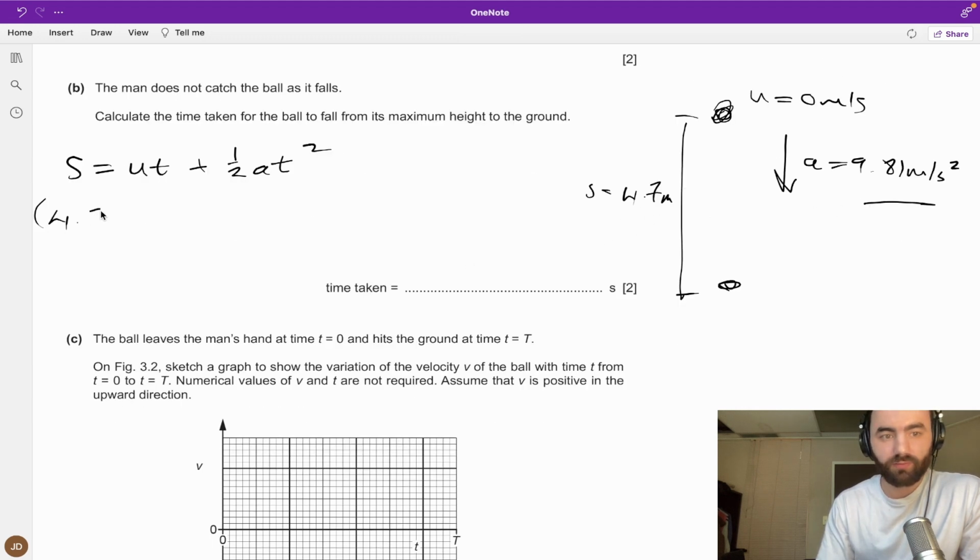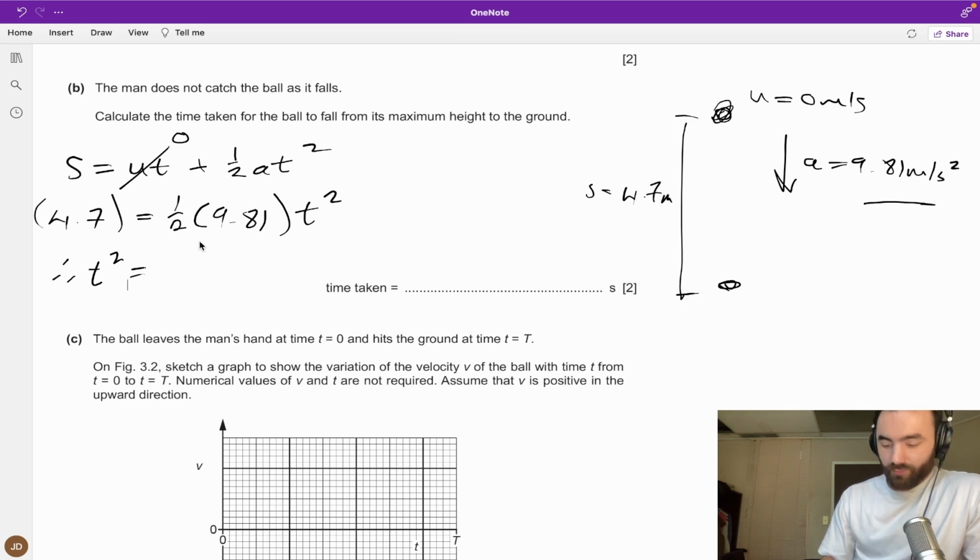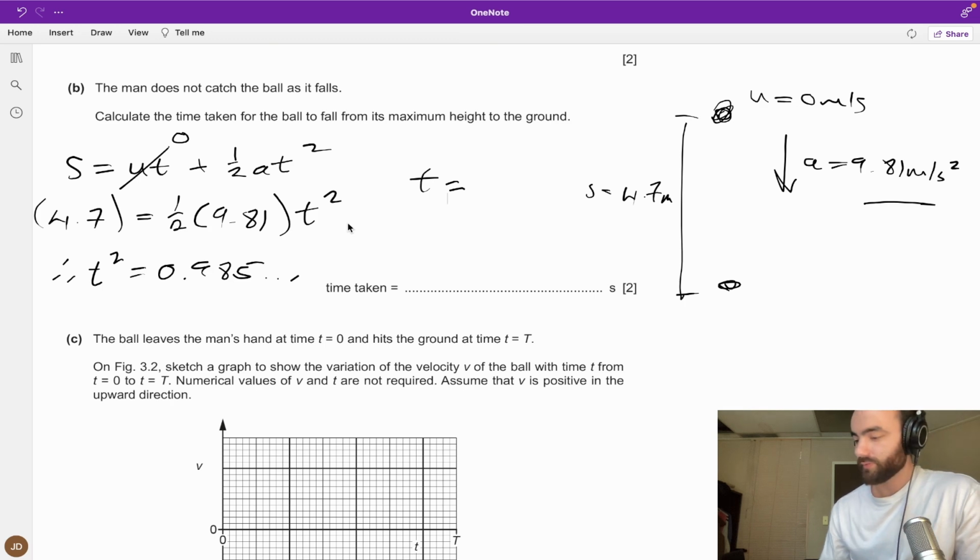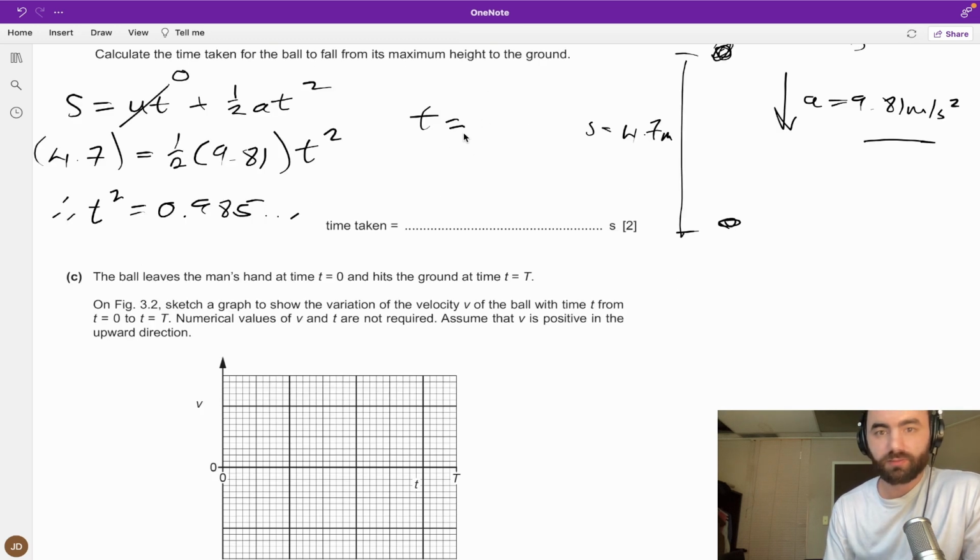So you get 4.7 equals 0 plus a half times 9.81 t squared. Therefore t squared is 4.7 times 2 divided by 9.81, which is 0.985. So t will just be the square root of this. Rounded, that would be 0.98 seconds.